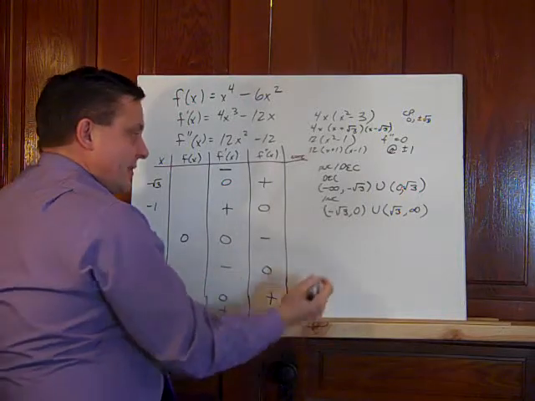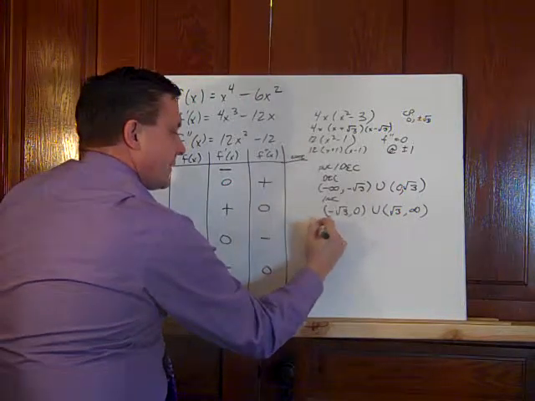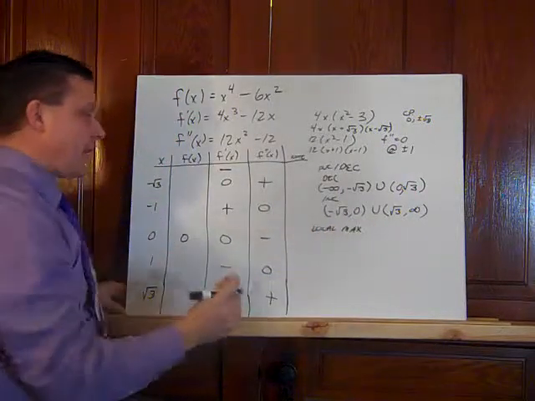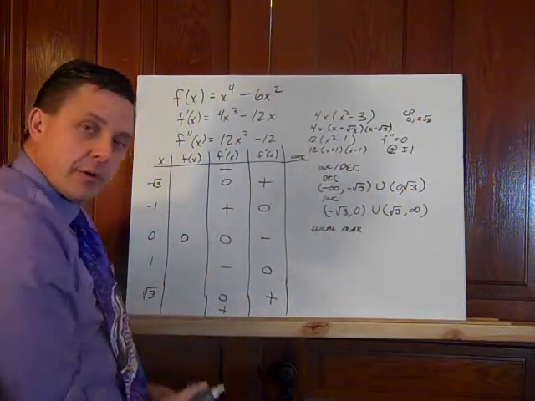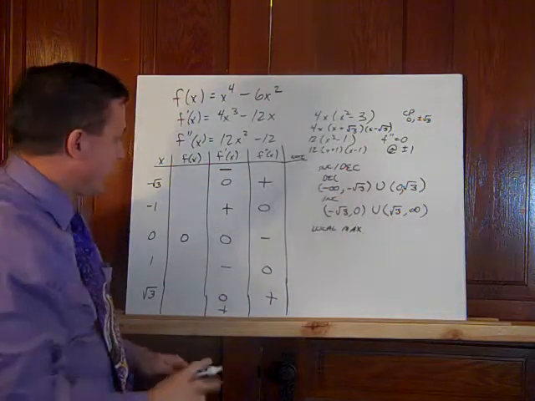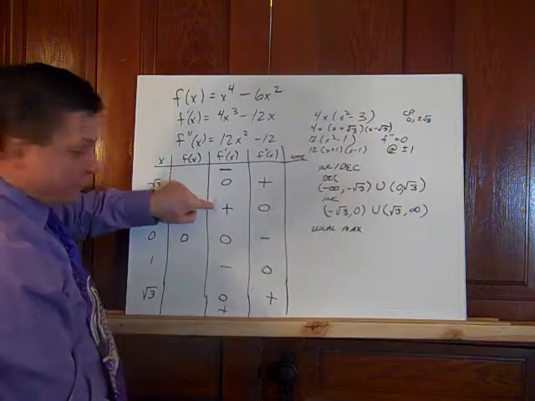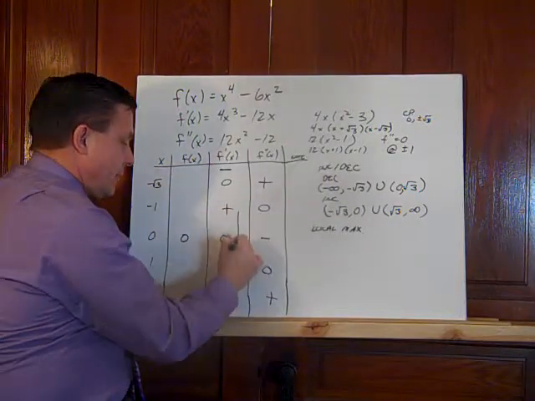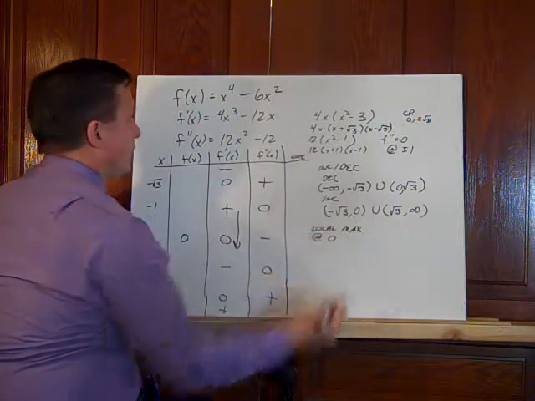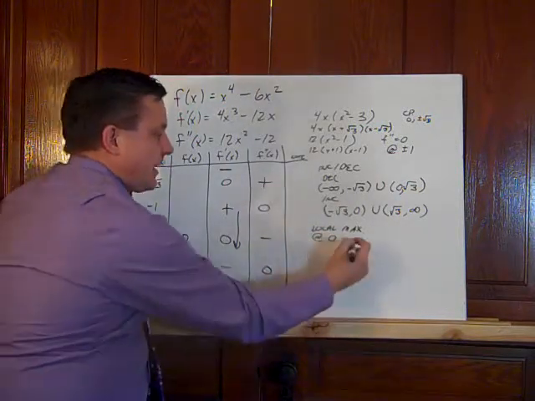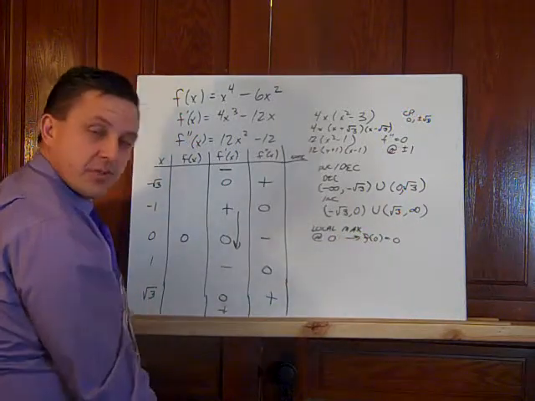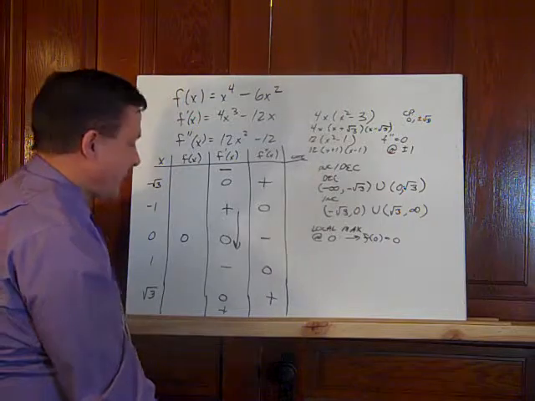Concavity would probably be the easiest next, but let's do local maxes and mins. First derivative rule says if it goes positive to negative, you have a local max. So let's see if it goes negative to positive. No, positive to negative. How about right here? This is a local max at 0. So I can plug that into my original function up top, and that is 0. So there's a value of 0 at 0 for a local max.